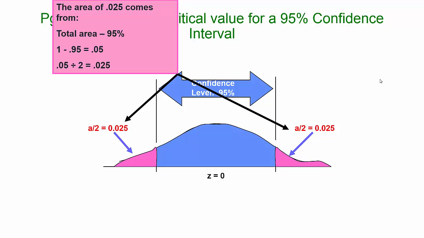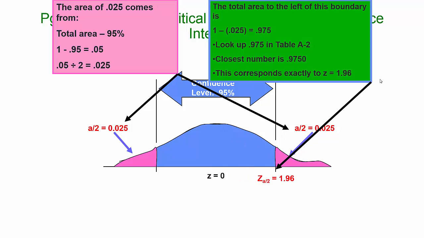Now we know what to look up in our table. We can look up the total area to the left of this boundary. So if I take 1 minus 0.025, that gives me 0.975. If I look up 0.975 in the body of table A2, I will see that that number appears there exactly, and it corresponds to the z value of 1.96. Because of symmetry, we know the other mark is negative 1.96.